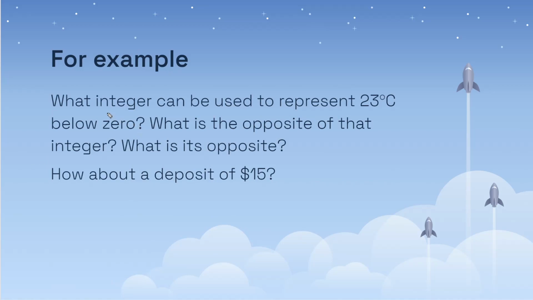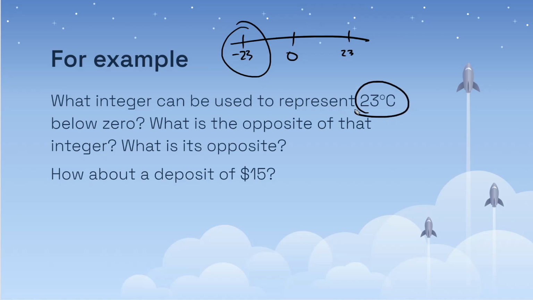For example, what integer can be used to represent 23 degrees below 0? So on a number line, if here's 0 and here's negative 23 and here's 23, which one are we talking about? If we're talking about 23 degrees below 0, we're talking about this one over here, right? So the integer negative 23 can be used to represent this temperature. What is the opposite of that integer? Well, we're 23 away from 0, so 23 to the other side would be 23.